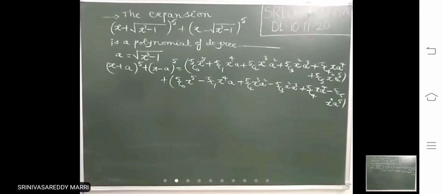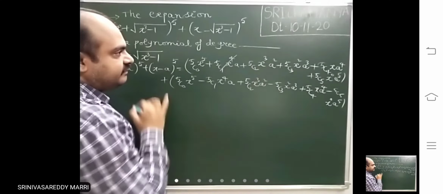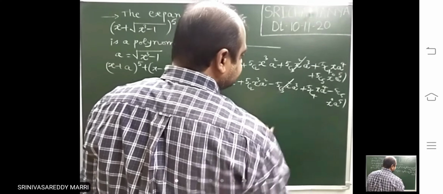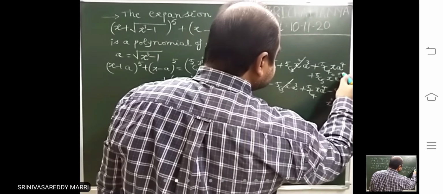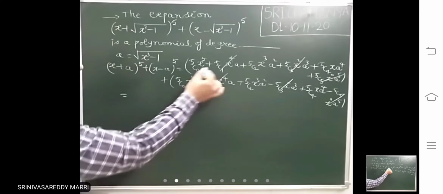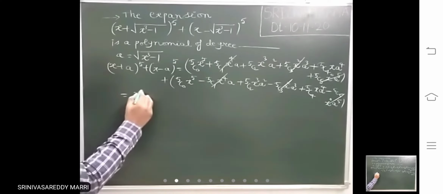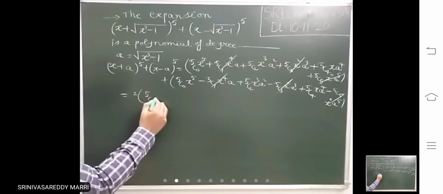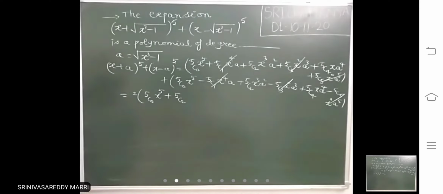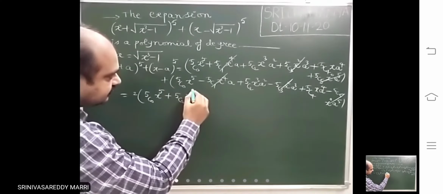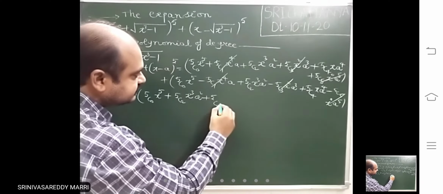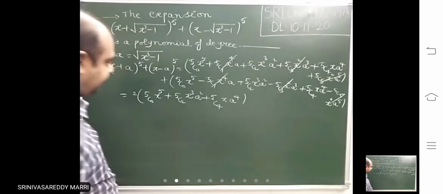So this you will get. If you observe, 5c1 will get cancelled, 5c3 will get cancelled, and 5c5 will get cancelled. So the even binomial coefficients are there, and you will get them twice. So 2 into 5c0 x power 5 plus 5c2 x cube into A square plus 5c4 into x A power 4.